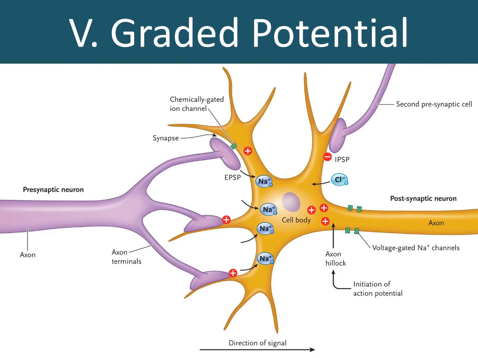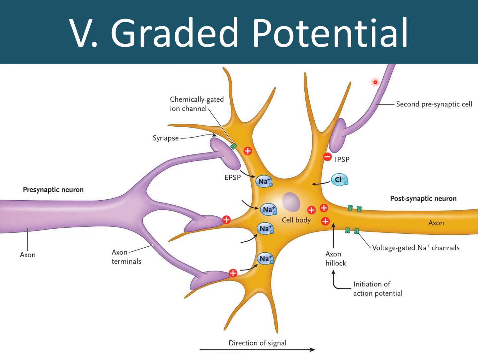This slide here depicts the process of a graded potential, which may or may not lead to an action potential. The two signaling cells are colored purple, and the target neuron is yellow. The purple cell to the left is sending out excitatory signals, or EPSPs. These are going to travel the synapse, bind to chemically gated ion channels, and they cause an influx of positive ions into the neuron. In this case, it happens to be sodium.